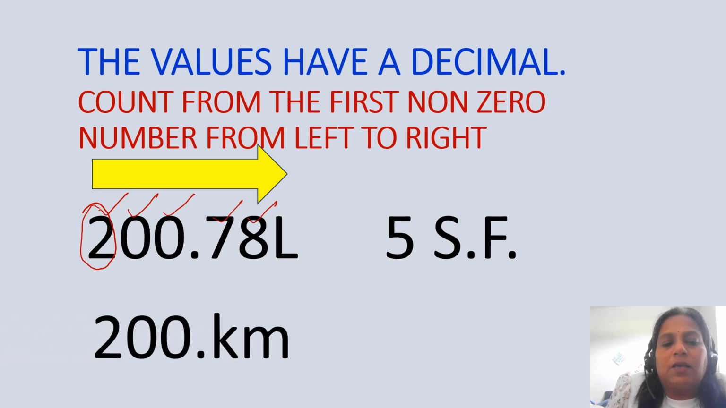Now the last example that I have for you is 200. with the decimal point, kilometer. This is a little tricky. The number ends with a decimal point, so I go by rule number 1. I start counting with the first non-zero number, which is 2. Go ahead and count the two zeros. So the number of sig figs I have here is 3.